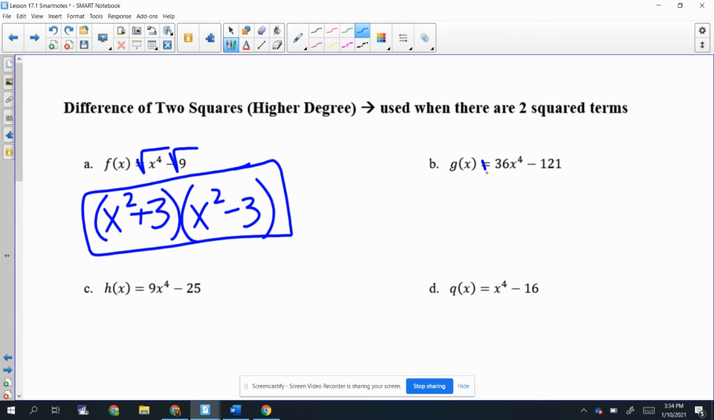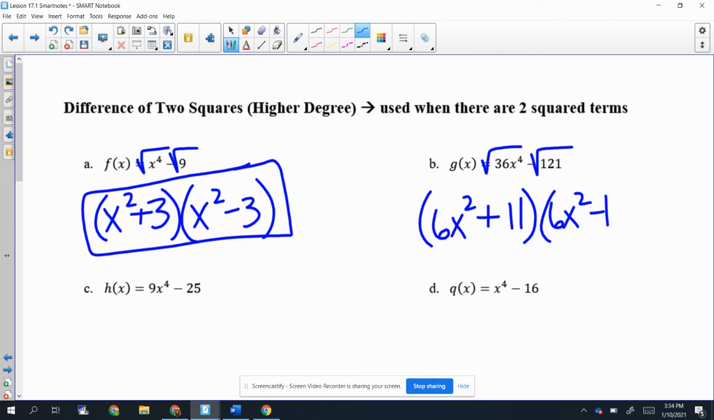So we would do the same thing here. Square root of 36 is 6. Square root of x to the fourth is x squared. And square root of 121 is 11. So we're going to write it as 6x squared plus 11 and 6x squared minus 11. All right, and that would be your final answer.